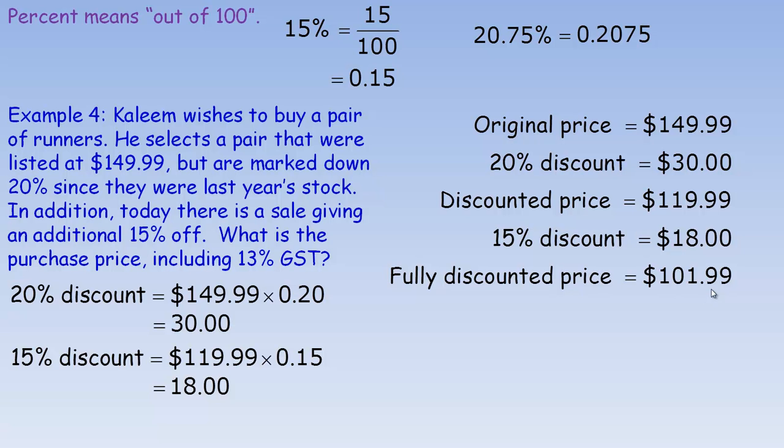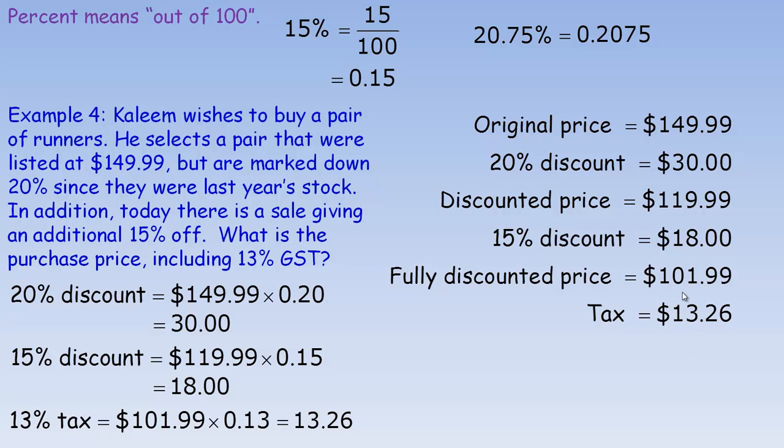So if we subtract those, we get $101.99. So to calculate the tax at 13%, 13% of this 101.99 is 101.99 times 0.13, which works out to $13.26. So the tax gets added on. It's not a discount, because that's the amount the store is going to give back to the government. So we're going to add $13.26 to 101.99. And so the net or final price the customer, Kaleem, pays, we add these and we get $115.25. So that's the final price after the two discounts and adding on the tax.